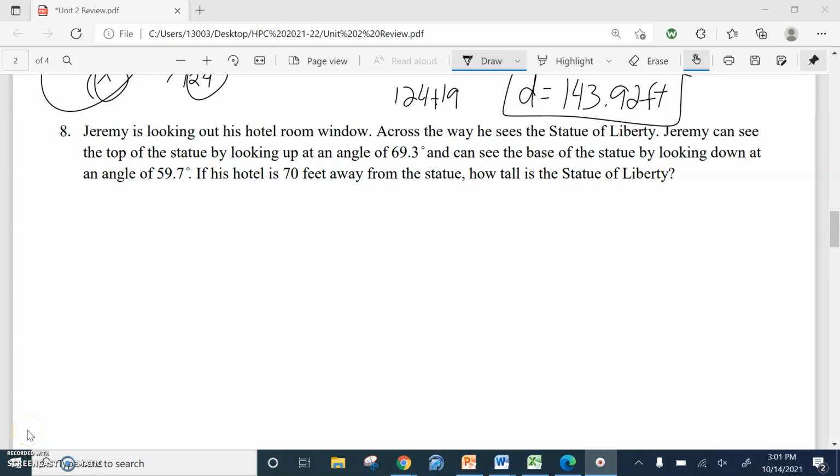All right, number 8. I know last video I was planning on getting this squeezed in there, but I didn't. So here's another video, just number 8, and it's talking about Jeremy looking out a hotel window. He's looking at the Statue of Liberty, but because he is already a certain height off the ground, he has both an angle of elevation to the top of the statue as well as an angle of depression to the bottom of the statue. So the picture looks a little bit different, but let's get that drawn out here.